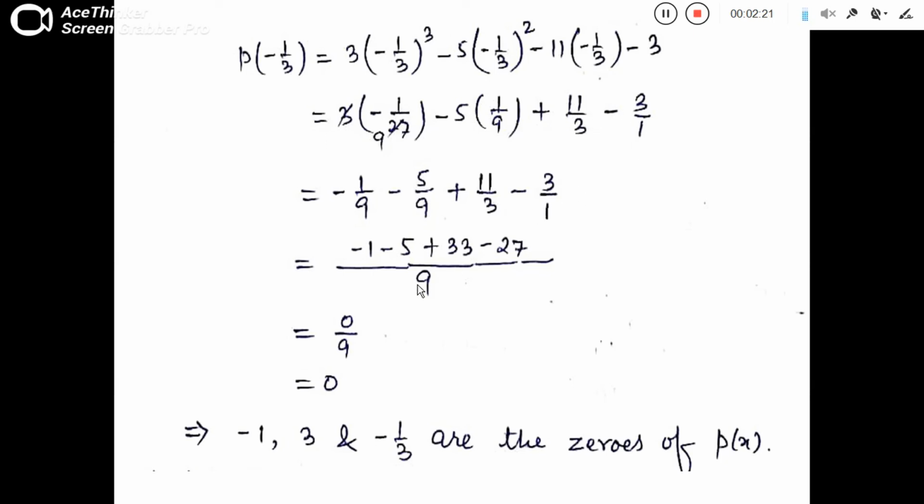Now taking 9 as LCM, 9 ones are 9, so minus 1 minus 5 because denominators are the same, 3 3s are 9, 11 3s are 33, and 1 9s are 9, 9 3s are 27. So minus 1 minus 5 and minus 27 equals minus 33, minus 33 plus 33 equals 0, so 0 upon 9 equals 0. Therefore, when we got p of minus 1 upon 3 equals 0, it means minus 1 upon 3 is a zero of this polynomial.